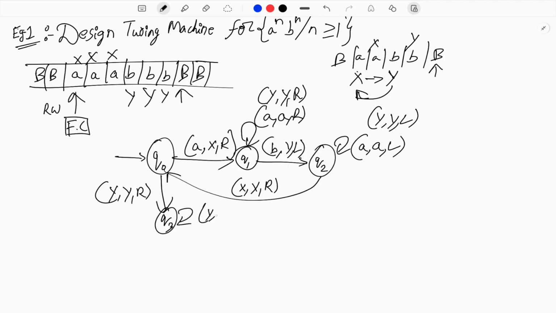We have to keep on moving. If you change to y, you have to keep on moving towards the right. So after moving towards the right, as you can observe, we reach the final state, that is the blank state. In this way we can understand that after reaching the final state, the string is halted and accepted by the Turing machine. This is how the Turing machine works.